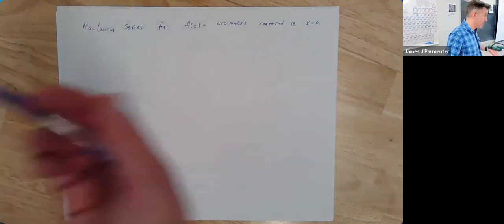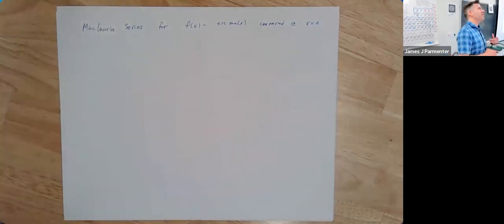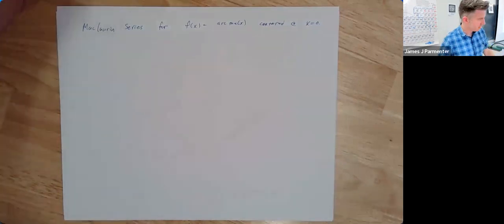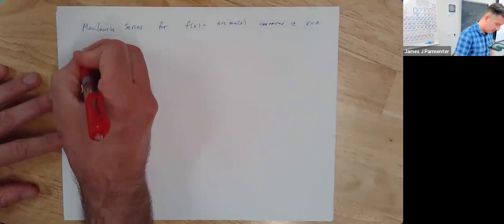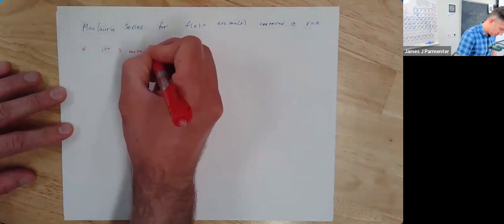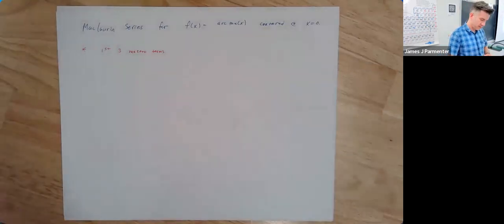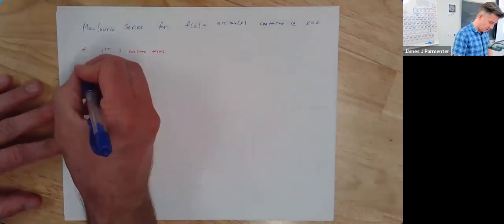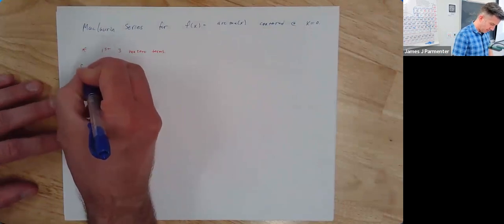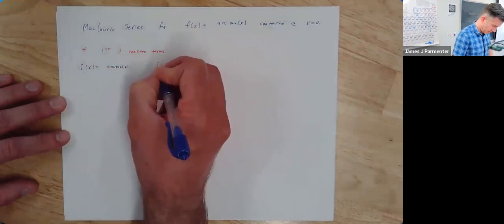But he did show you this example in class. Here's maybe a plausible question. Find the first 3 non-zero terms. This might be plausible doing it the long way, though it might still absolutely suck. So let's see. f of x is arctangent. f of 0 is, what's the arctangent of 0?